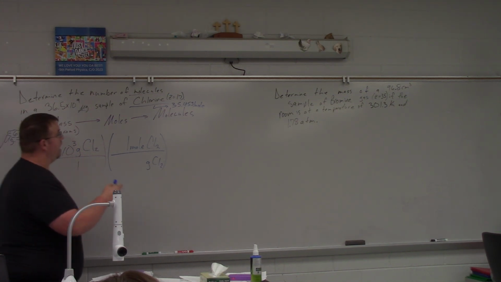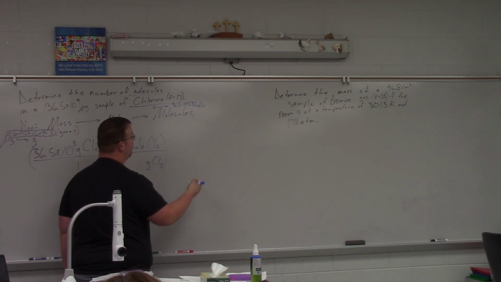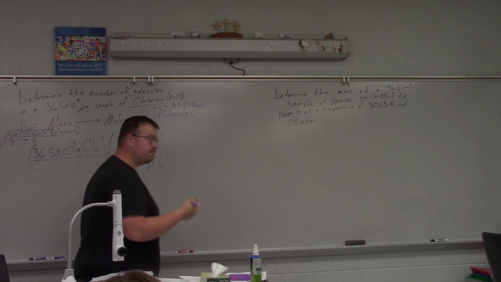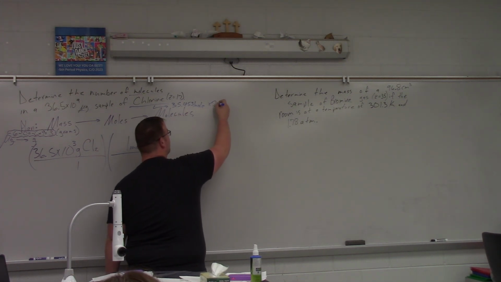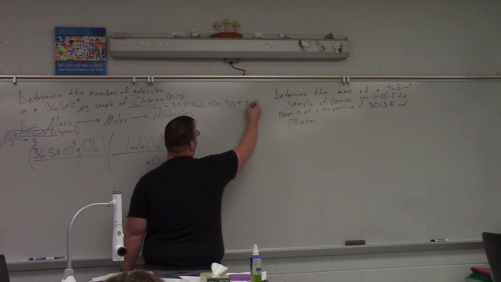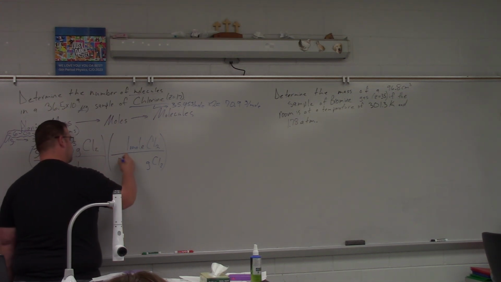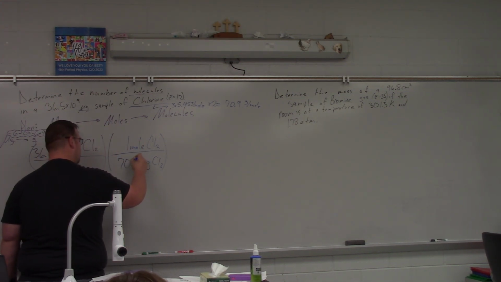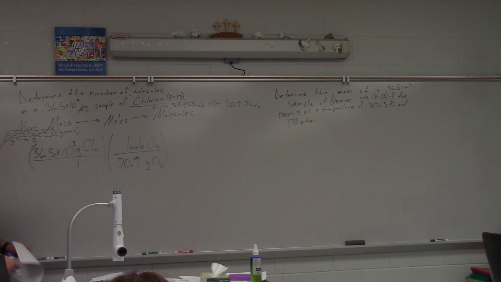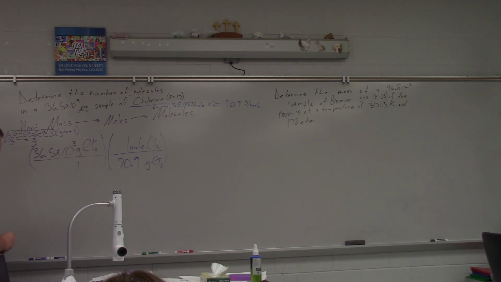So the average atomic mass of a single chlorine by itself is 35.45 grams per mole. But here's the thing. We have 2 of them, so you have to double that, which gives you 70.9 grams per mole. So now I have 70.9 grams of chlorine on the bottom. Grams of chlorine cancel out. That's all the tricks in this one.